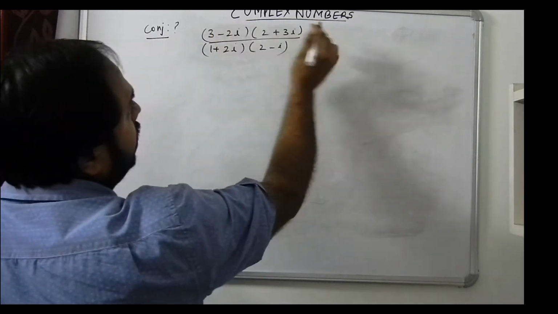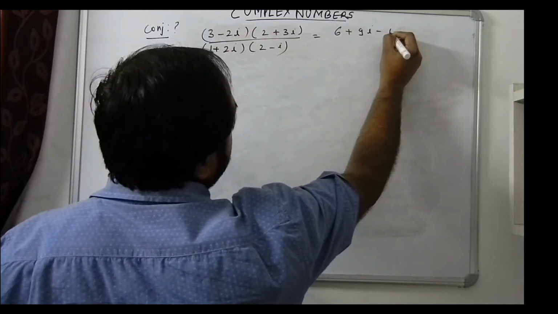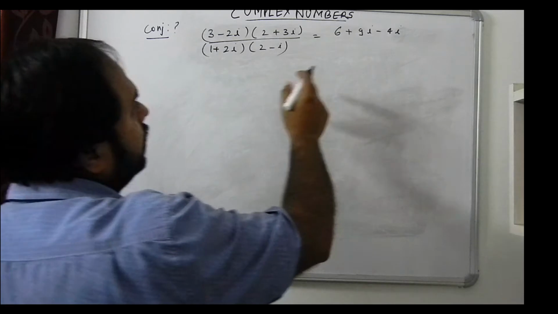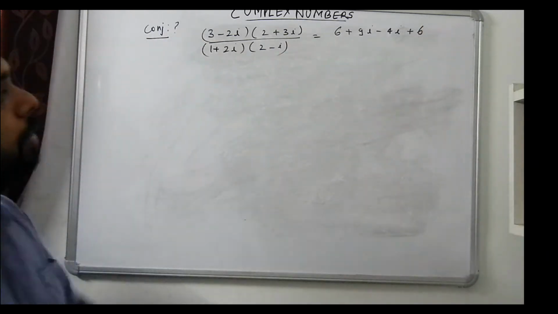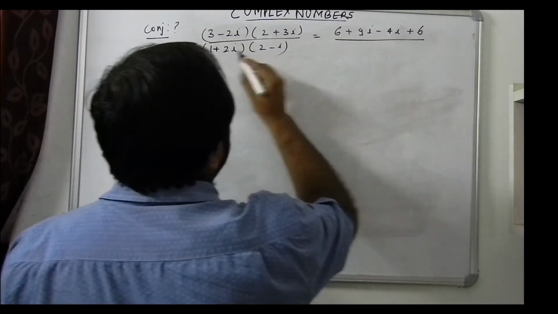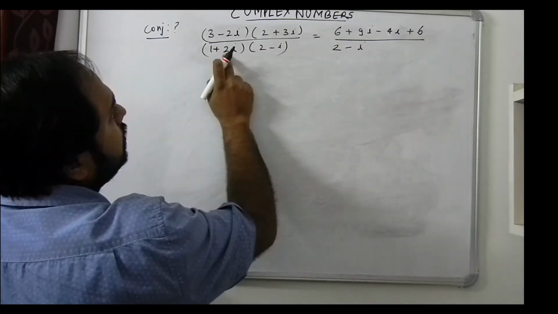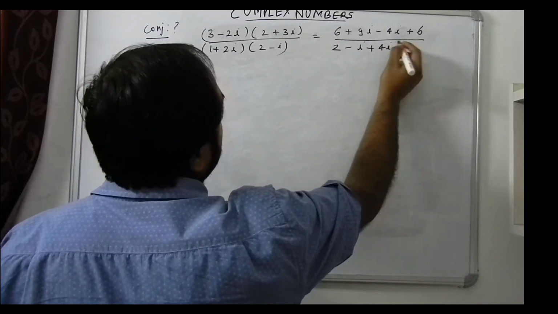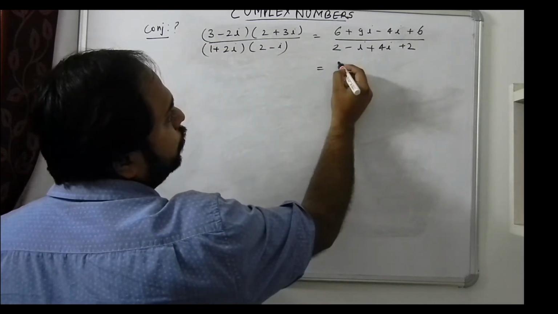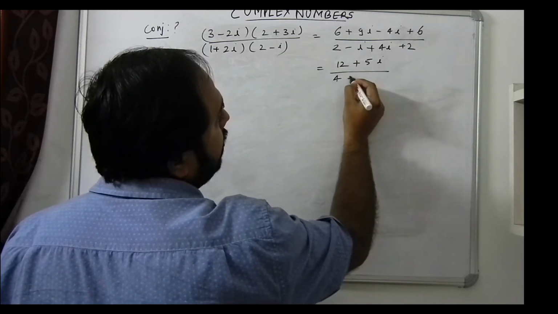So let's multiply this. 3 and 2 becomes 6. 3 and 3 becomes 9i. 2 and 2 becomes minus 4i, and then minus 6i square, and since i square is minus 1, it becomes plus 6. Likewise, we solve the denominator. 1 into 2 becomes 2, minus iota, plus 4 iota, and minus 2i square, which becomes plus 2. So it becomes 12 plus 5i upon 4 plus 3i, right?